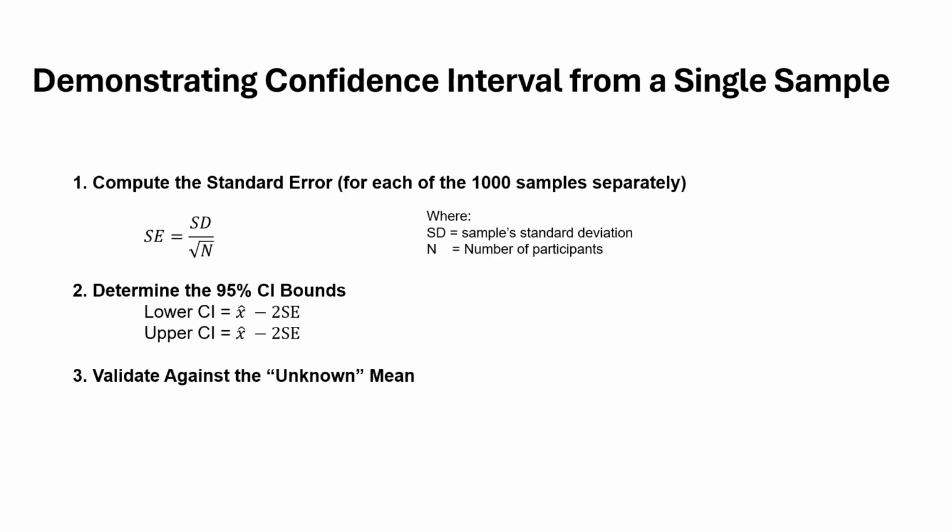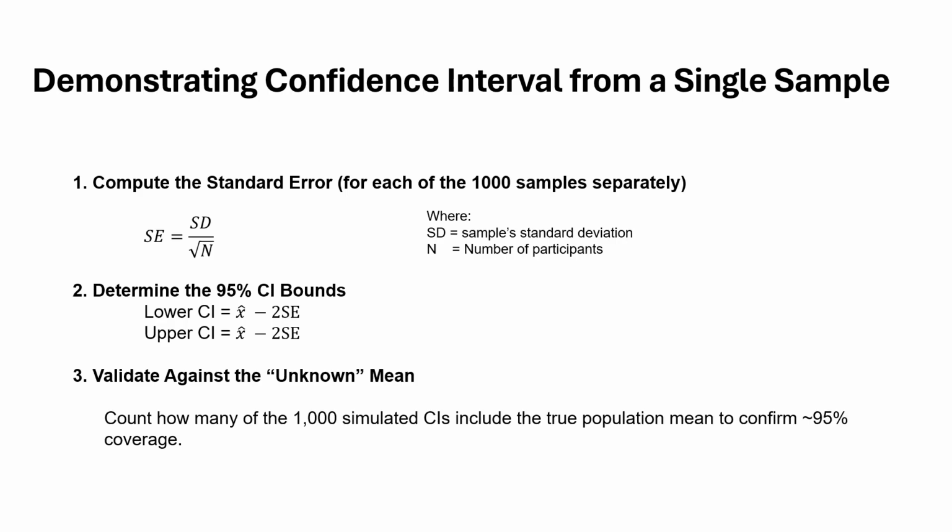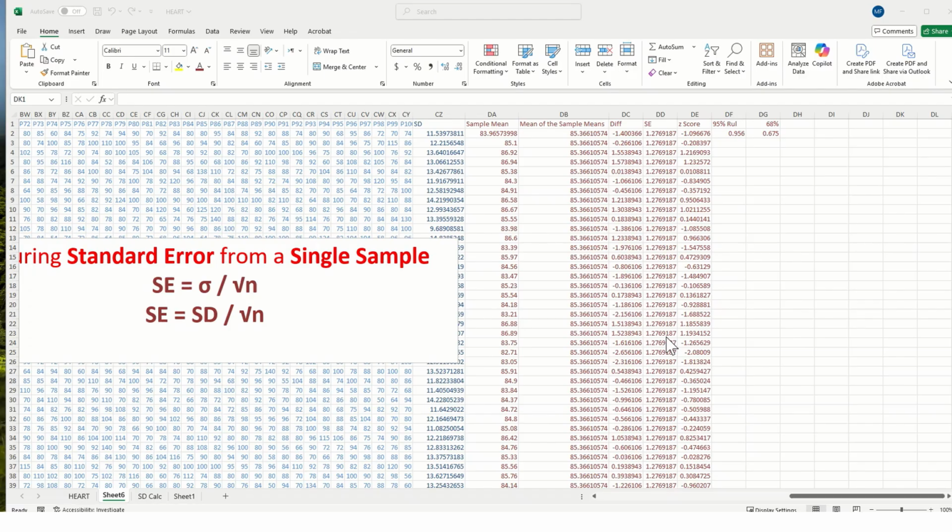And then we would also like to validate against the unknown mean. We will calculate how many of our 1000 simulated confidence intervals include the true population mean in order to confirm 95% confidence coverage. So let's get started.